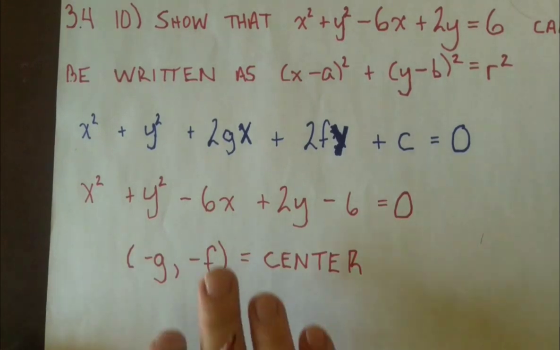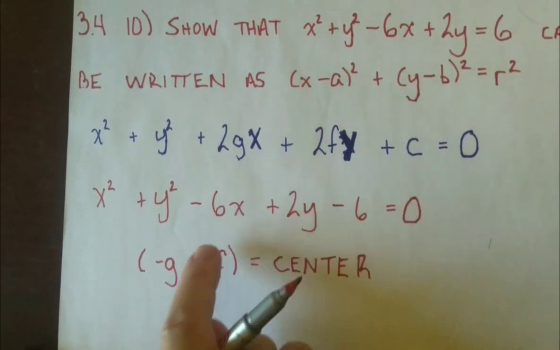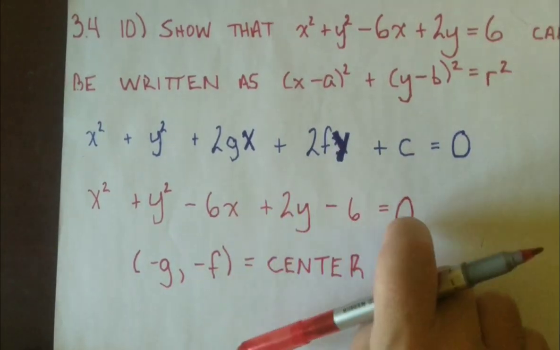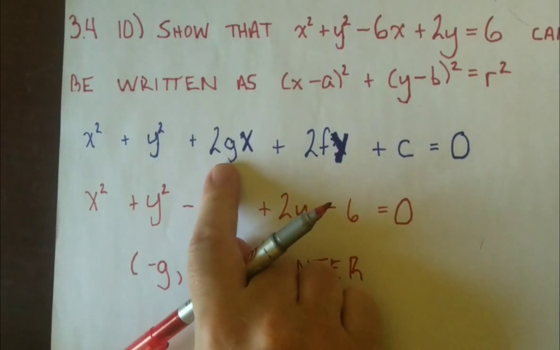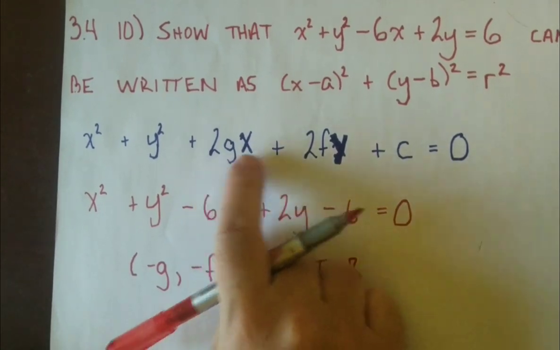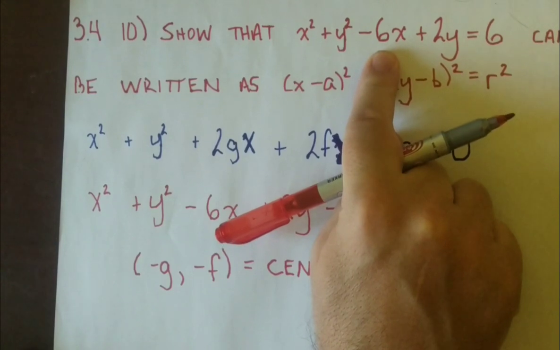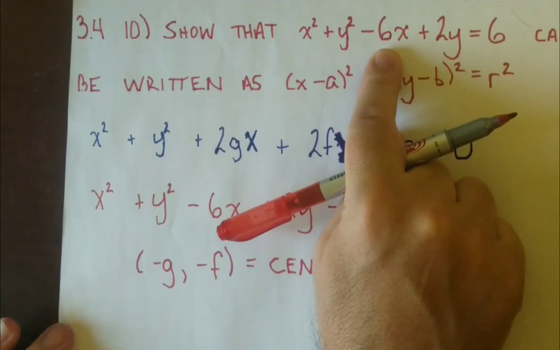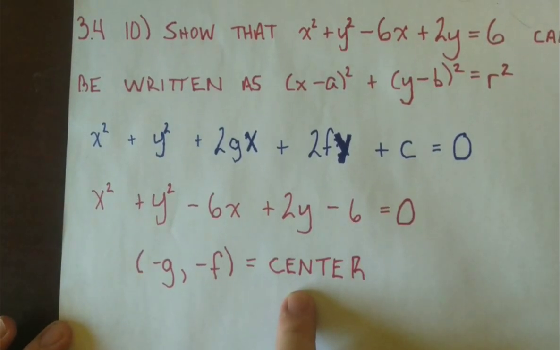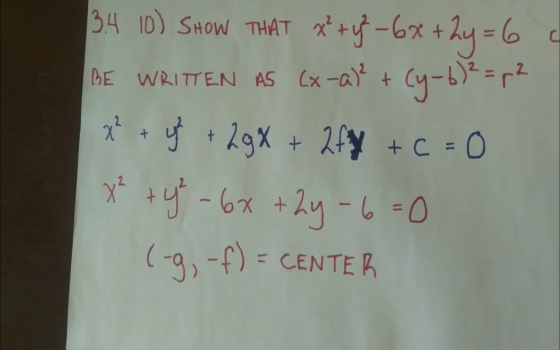Okay, so G is, you're going to change the sign, and here, let's come back up here. You're going to change the sign and then divide it by 2. That's all you have to do. So let's come up here. We're going to change the sign of the -6 and then divide it by 2. And then we're going to have the x coordinate of the center. I'm going to go ahead and do that.